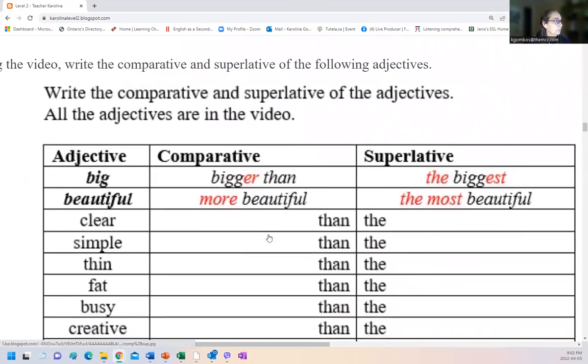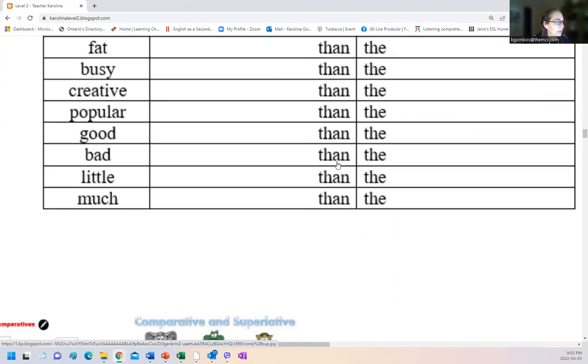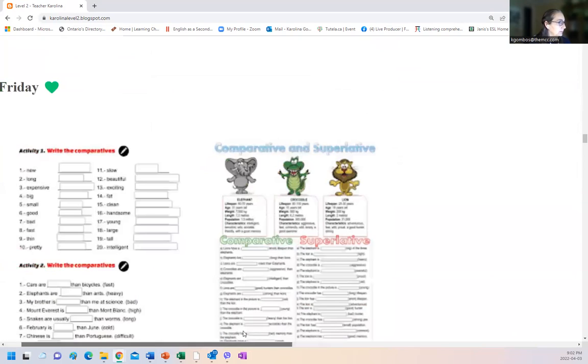Then you have to write the comparative form here and the superlative form there. Okay, if both things or both people that you compare are in the same sentence, that most of the time you will have then. But I will explain that during class.